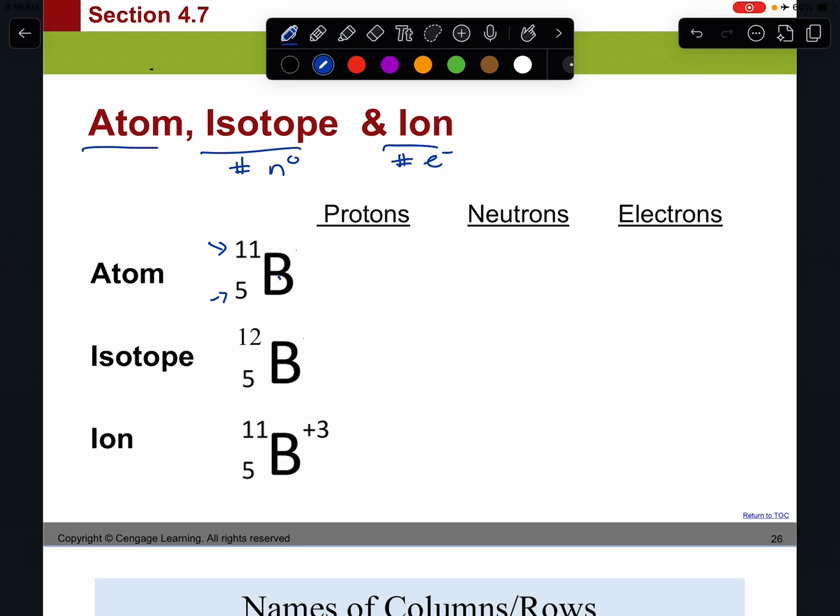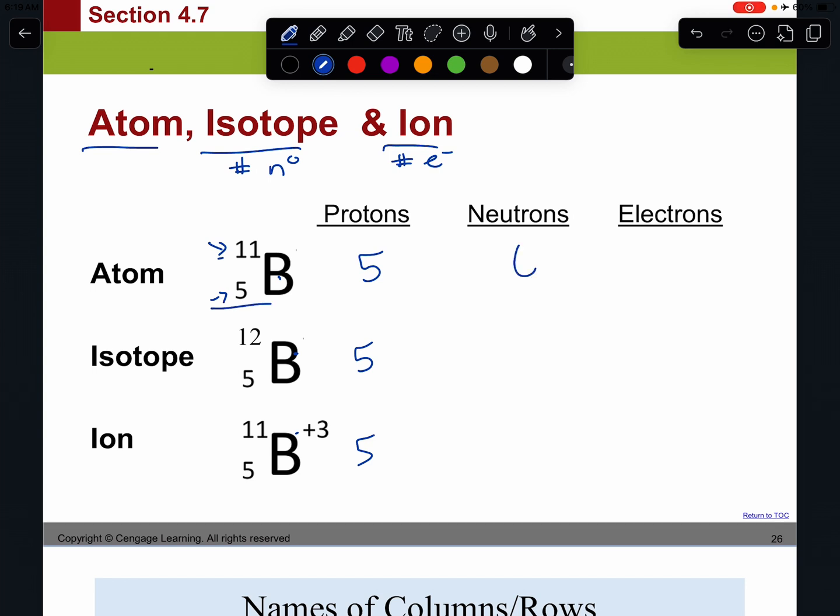Now, do the protons ever change? It's all boron. Does it change? I'm hoping you're yelling at me and saying, no, it never changes. They're all 5s. Okay, they're all boron, they're all number 5. Now, the neutrons do change. Now, when it's written in this format, I love to just use this as a subtraction.